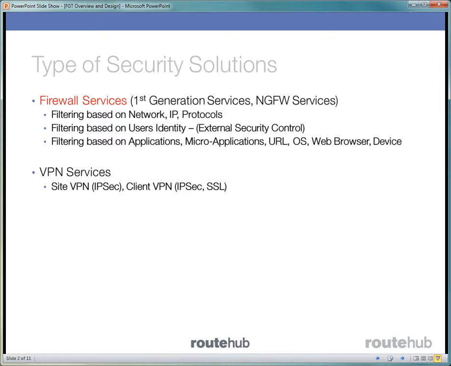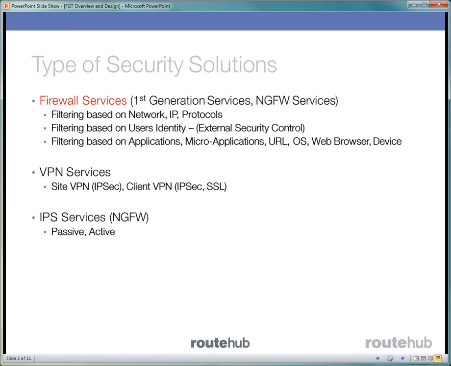Another security solution is VPN tunnels. This allows building a secure tunnel with other sites or clients for accessing restrictive information. So VPN tunnels provide many capabilities such as confidentiality, which deals with encryption, and integrity, which deals with confirming that the data in the VPN tunnel has not been compromised.